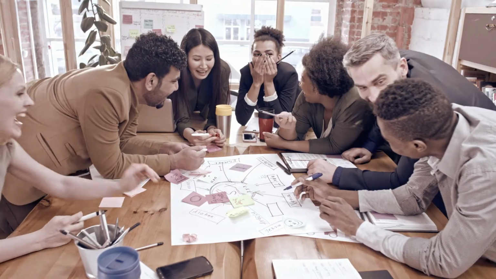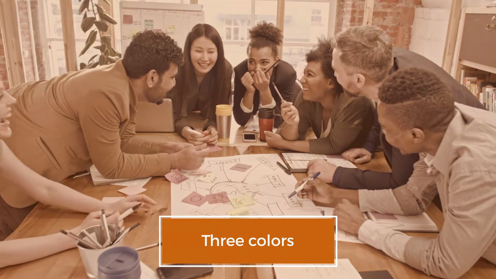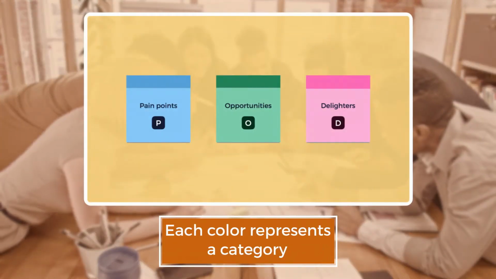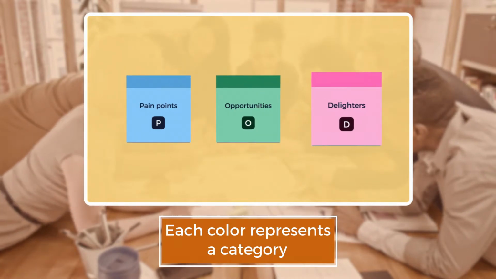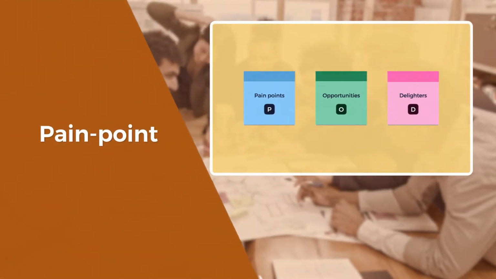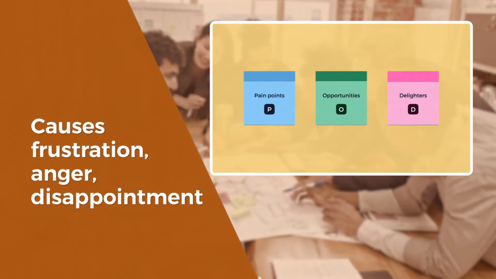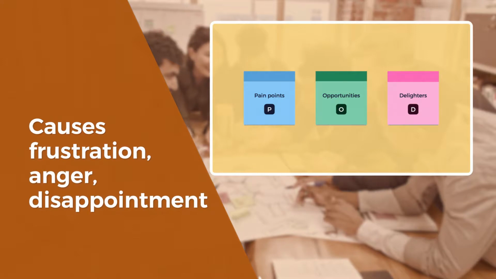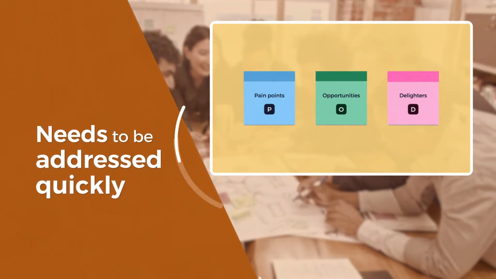Using it is simple. You get your team together and you hand out 3 colors of sticky notes to each member. Each color represents a category for evaluation: pain point, opportunity, or delighter. A pain point is an element that elicits a negative reaction or causes frustration, anger, or disappointment, and often it's something that needs to be addressed quickly.